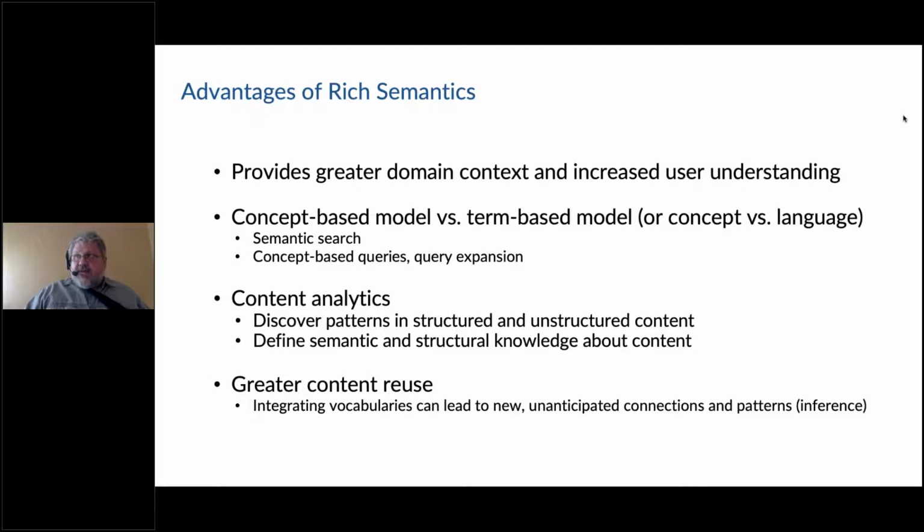Again, think of the public library. Once you find your subject in the card catalog, you go to the shelf and start looking. You see all kinds of books on the shelf that you might not have thought to search for. That's a very good research technique. Essentially, you're automating the same thing here with the computer-based information. This can lead to greater content reuse because you integrate these vocabularies and you start to find new patterns in the information that you own that you didn't know was there before.